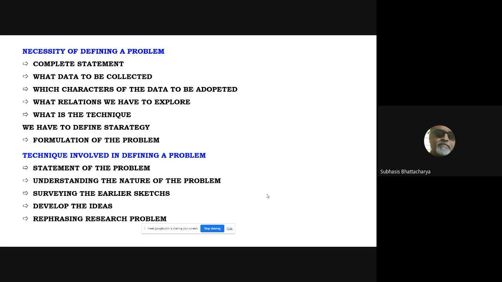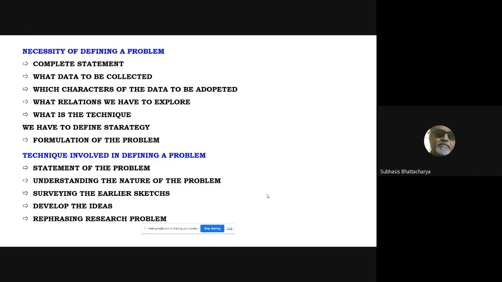So a proper definition of the research problem will enable the researcher to define his goals and his objectives. Questions like, for example, what data are to be collected, what characteristics of data are relevant and need to be studied, what relations are to be explored, what techniques are to be used for the purpose. And similarly, various such questions. Actually, defining the research problem properly is a prerequisite for any study.